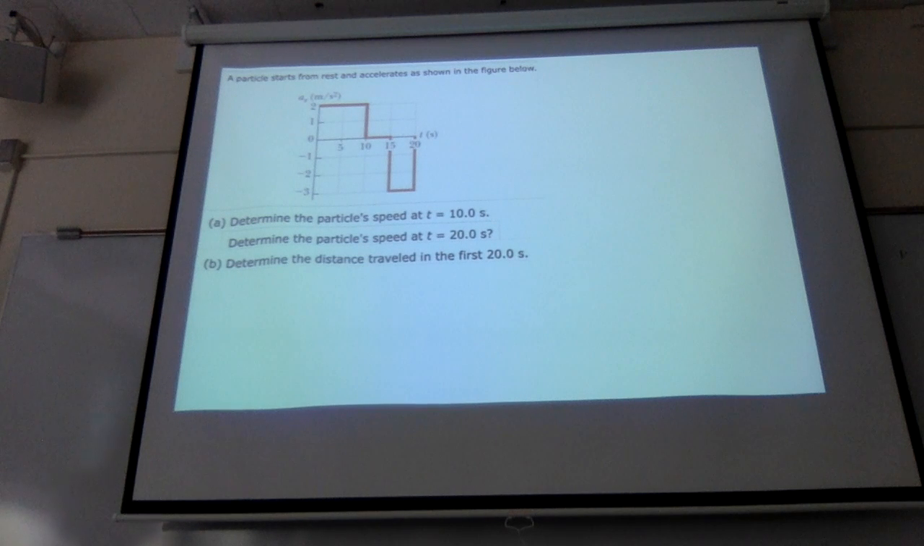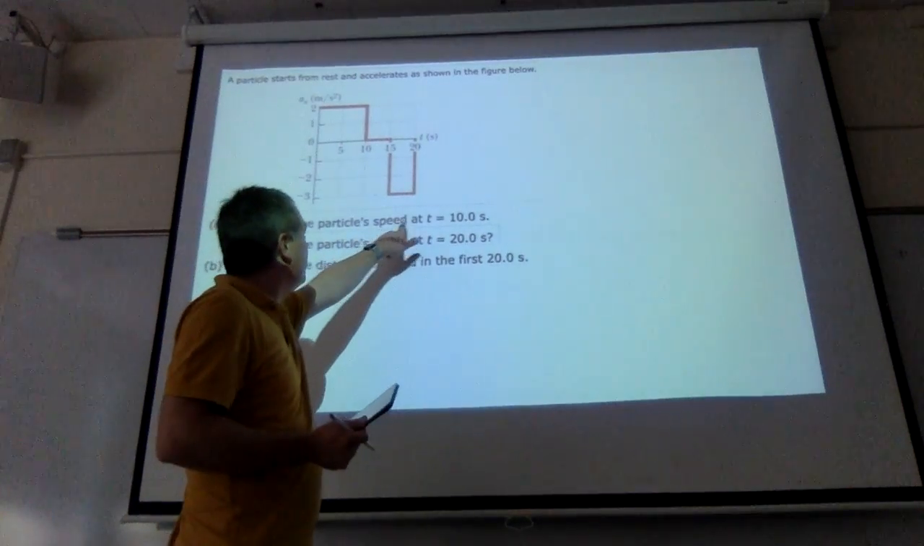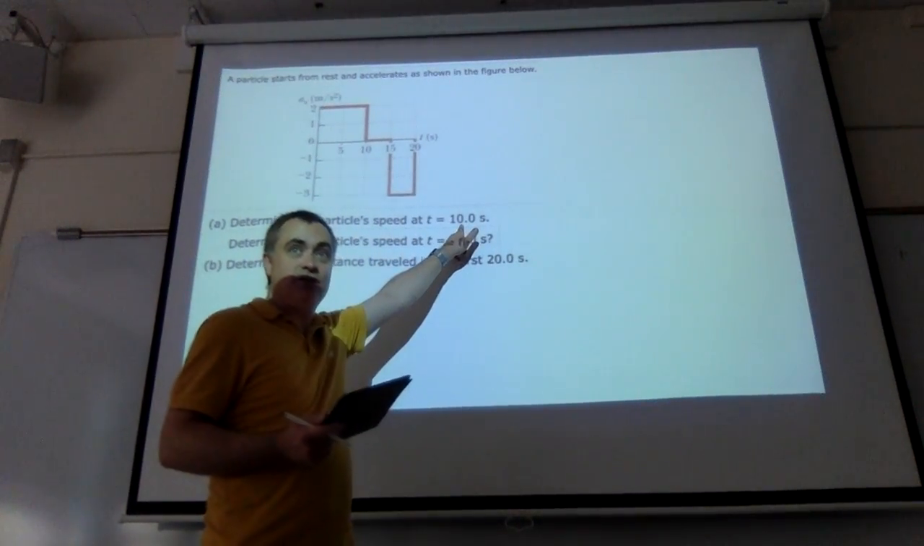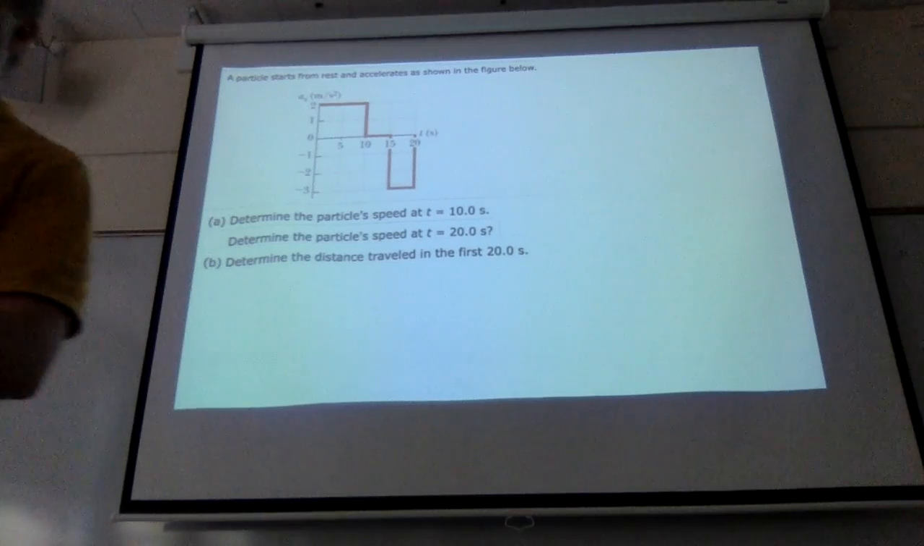So here we have a particle that starts from rest and accelerates according to the graph below. So this is acceleration versus time. They want us first of all to find out how fast it's moving at 10 seconds.